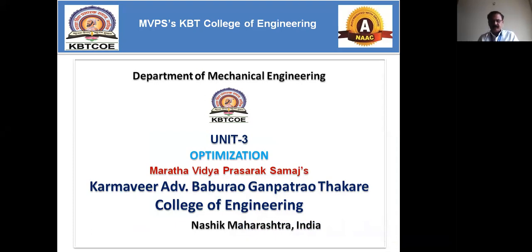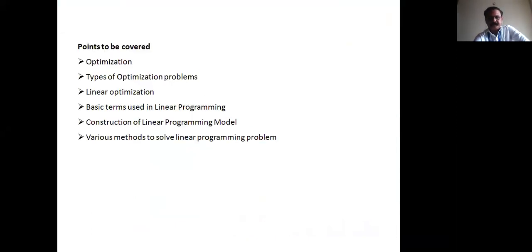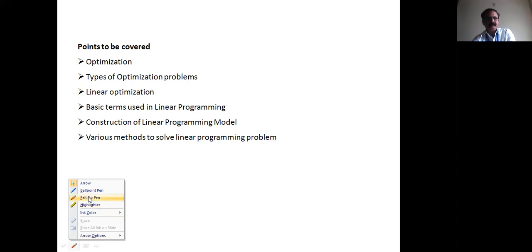I welcome you all for this lecture on the topic optimization. In this chapter, we are going to cover the following points. First point is optimization, that is a definition of optimization. Second is types of optimization, that is how the optimization problem can be classified.